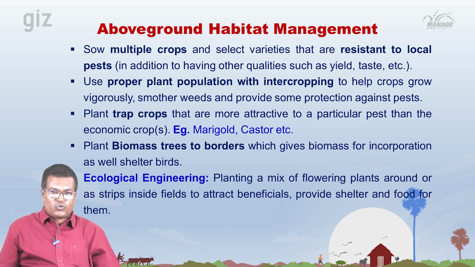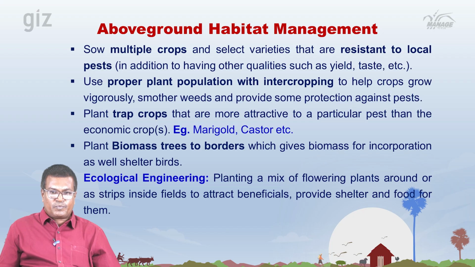If you look at the above ground habitat management, we should take up some activities. One is sowing multiple crops and selecting varieties that are resistant to local pests. In addition to having other qualities such as good yield and taste, based on these characters we should select the crops and varieties. And then we should use proper plant population with intercropping to help the crops grow better, and they will smother the weeds and provide some protection against the pests. A variety of crops should be mixed and grown in sufficient populations.